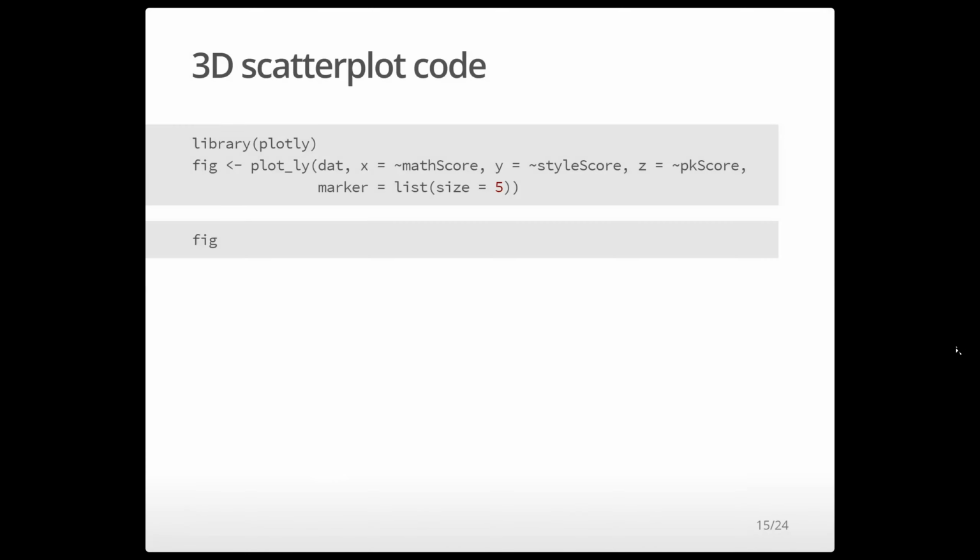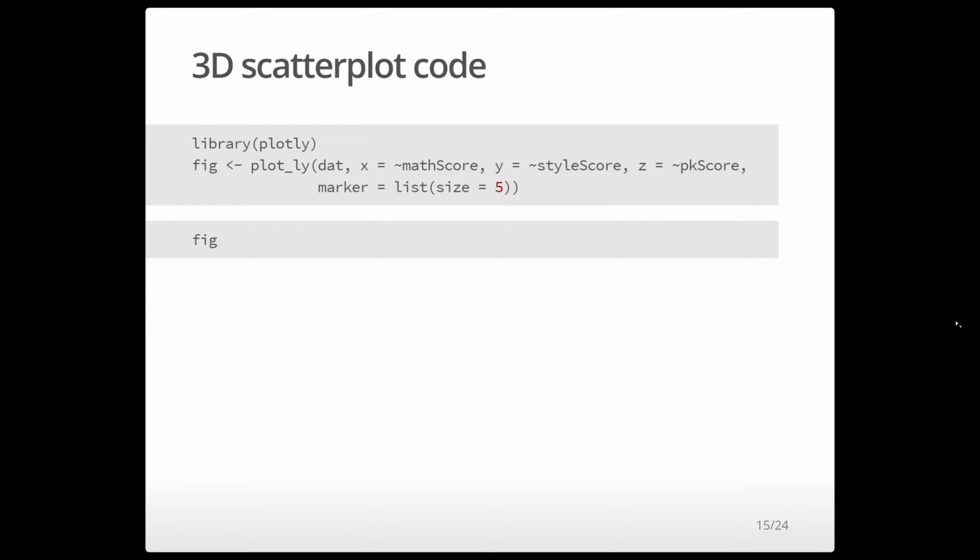So we're going to start by making a 3D scatter plot. I'm going to load up Plotly, and then generate a figure with plot_ly. First I specify the data, then the x-axis, the y-axis, and the z-axis. Remember, this is three dimensions, so we have three different axes. Then this marker argument at the bottom just specifies the point size.